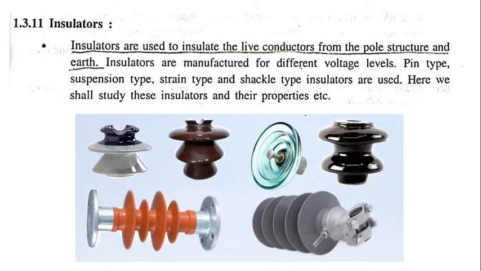So what is an insulator? Insulators are used to insulate live conductors from the pole structure and earth. What are the major roles of an insulator? Insulators are used to insulate the live conductor from the pole structure and the earth. Insulators are manufactured for different voltage levels. At different voltage levels we can design different types of insulators, like pin type insulator, suspension type insulator, strain type insulator, and shackle type insulators. Here we shall study all these insulators and their properties. So let's first study all these properties.